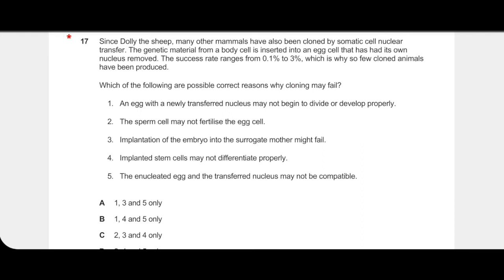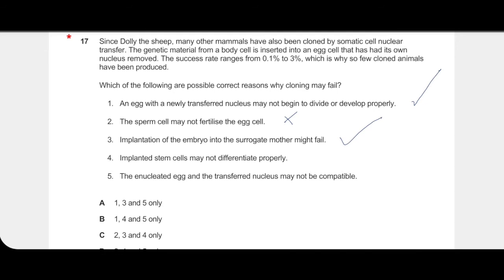So statement number 1. Statement number 1 is correct. This is because this could occur if the egg or its nucleus has been damaged during the nuclear transfer. So let's give that a fat tick. Statement number 2. This is incorrect. This is because the sperm is not required in cloning. The nucleus for an egg comes from a somatic cell. So, no, that is incorrect. Statement number 3 is correct. This is because the problem could occur, and this would prevent the embryo from continuing to develop in the uterus of the surrogate mother. So let's give that a tick.